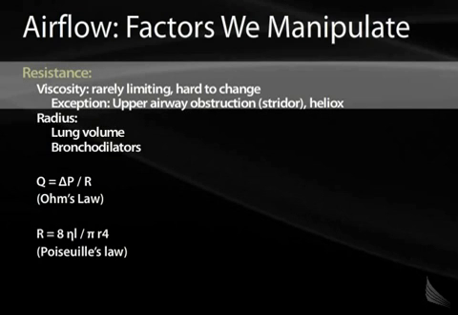But the biggest way we do this is by giving pharmacologic agents. They're going to adjust the radius of the bronchial tubes. We want to give bronchodilators that would increase the radius of the bronchial tubes.